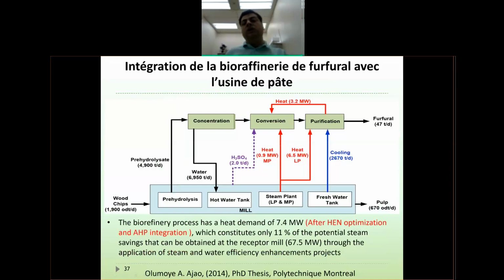In other words, the energy that you are going to borrow from another factory is going to be less. So the dependency of the biorefinery on the factory, like a pulp and paper mill, is going to be less. It's going to be 7.4 megawatt only. So the complexity in the integration between two companies, two factories, is also going to be less. That's the schematic that is presented in this diagram.